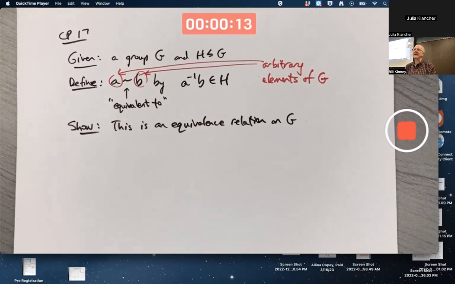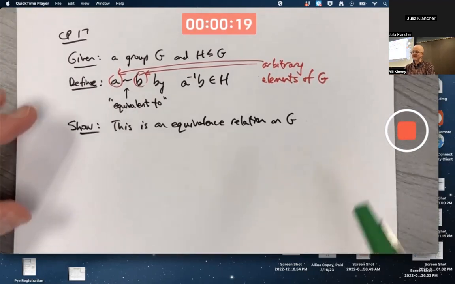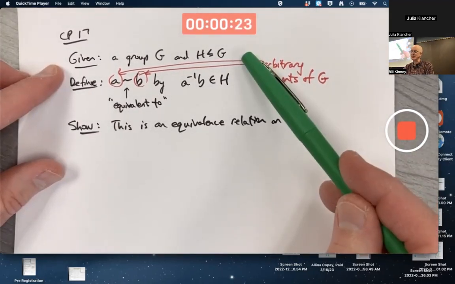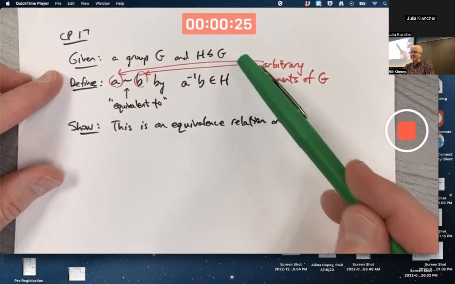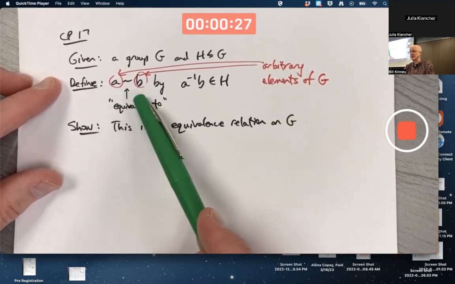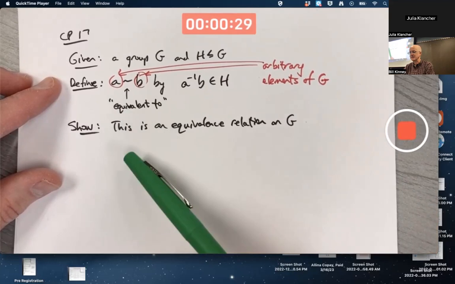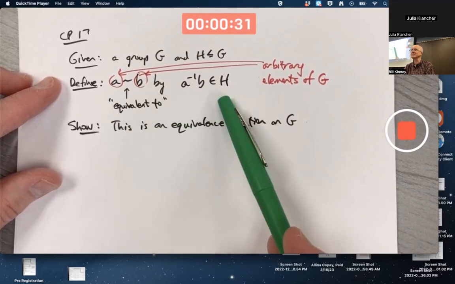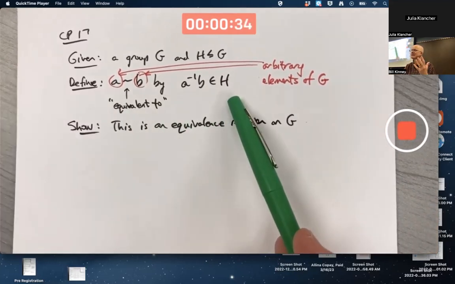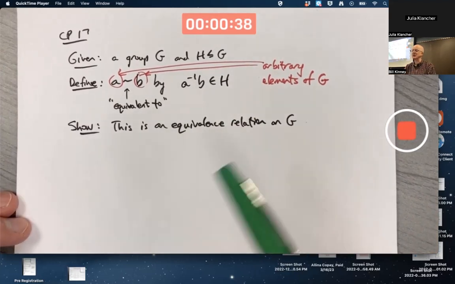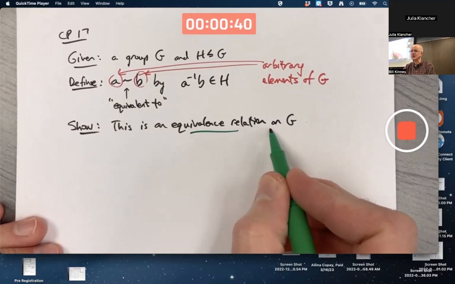All right, our main goal today is to really understand cosets better. And I think this is a good starting point, given a group G and a subgroup H of G, to define an equivalence relation. A is equivalent to B by this condition that A inverse B is in H. How is this related to cosets? We'll come back to that. Let's first go ahead and show this is an equivalence relation on G.